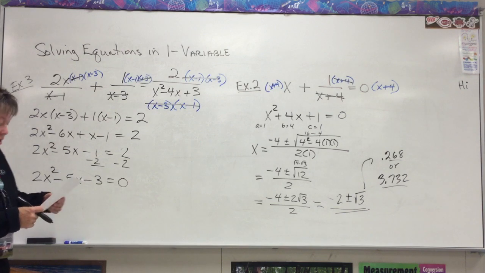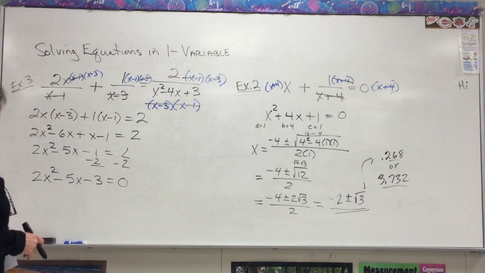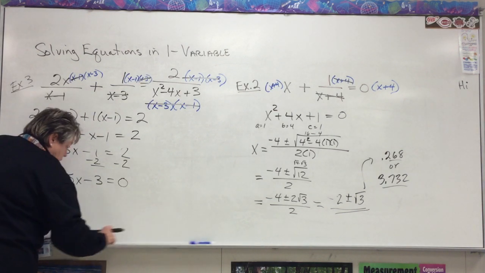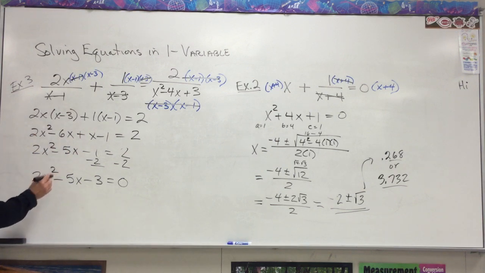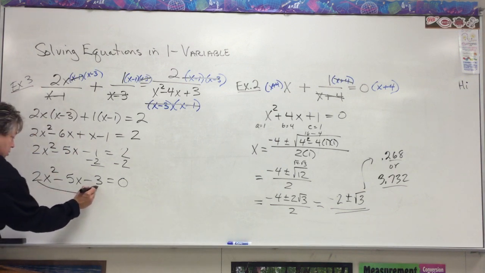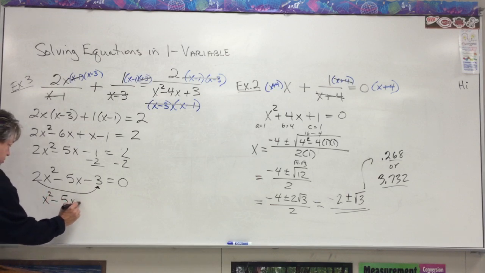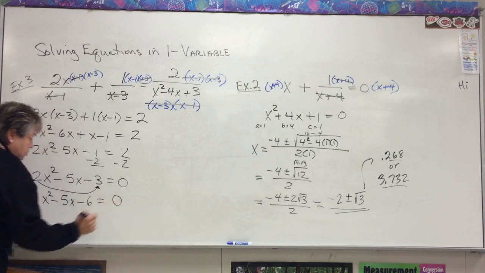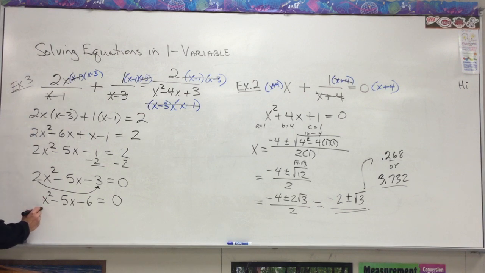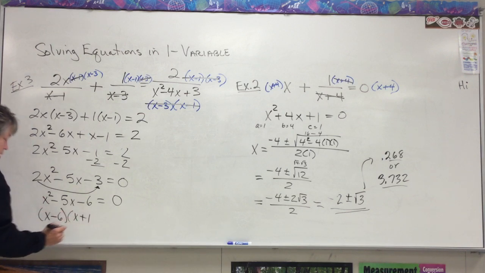Okay? So in this case, we want to factor now, or at least give it a shot. Okay? So most of you do the slide divide bottoms up. So we'll slide over here. So x squared minus 5x minus 6 equals 0. Okay, looks like we'll factor x minus 6, x plus 1.